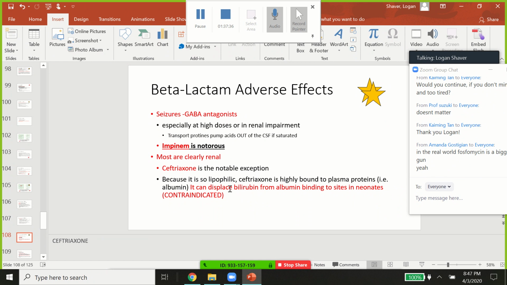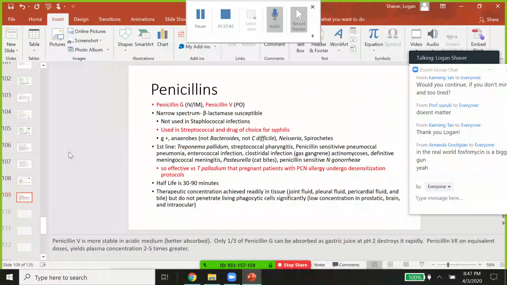But it can displace bilirubin in neonates. Okay, so therefore you do not give it to neonates.